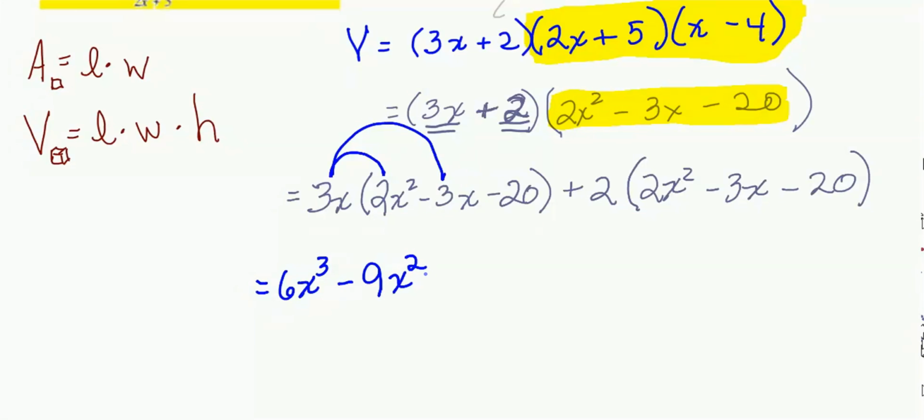Watch those exponents and signs. That's going to be the biggest thing. Just watch your sign rules and make sure you're adding your exponents correctly. Or I should say using the correct exponent rule. 3x times minus 20, right? So minus 60x. Notice because I'm keeping everything in descending order, right? x squared, x to the 1, x to the 0 is the constant.